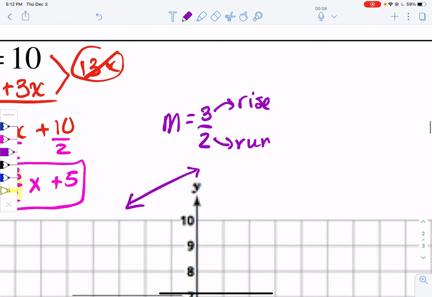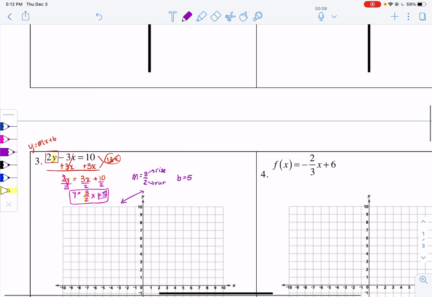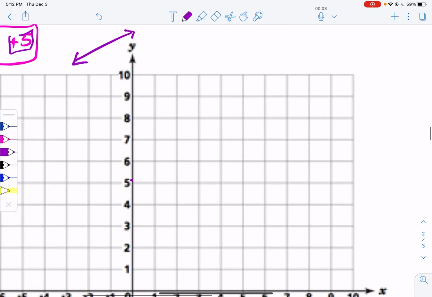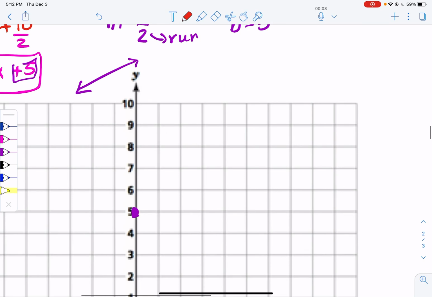Now, my y-intercept is the number hanging out by itself. So in this case, it's a plus 5. So I'm going to go to my 5, plot a point, and I'm going to go up 3, right 2. 1, 2, 3, 1, 2. And I can't go up anymore.